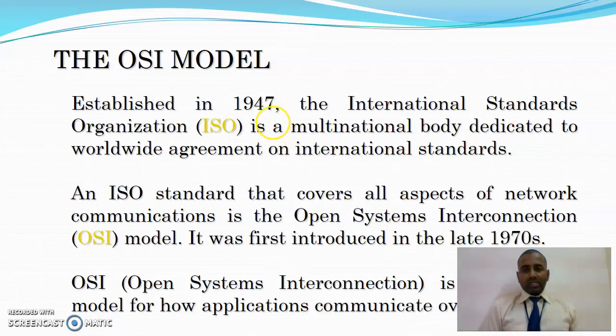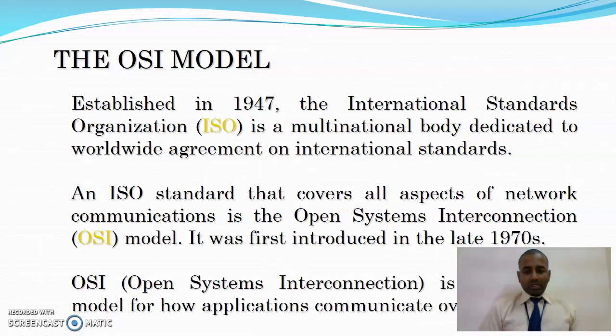It was established in 1947. This is called the International Organization for Standardization, ISO. This is a multinational body dedicated to worldwide agreement on international standards, right? So especially important and dedicated standards are provided, which were introduced in the 1970s, right? Then the OSI model is called Open Systems Interconnection.